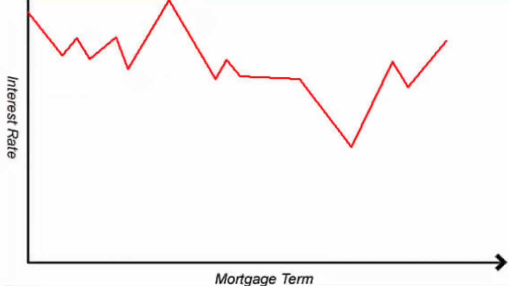We then have a variable rate mortgage, which is effectively just a mortgage without a fixed period. So you could have had a fixed rate mortgage and then it expired onto a variable rate mortgage, or you could have just chosen a variable rate product from the get-go.